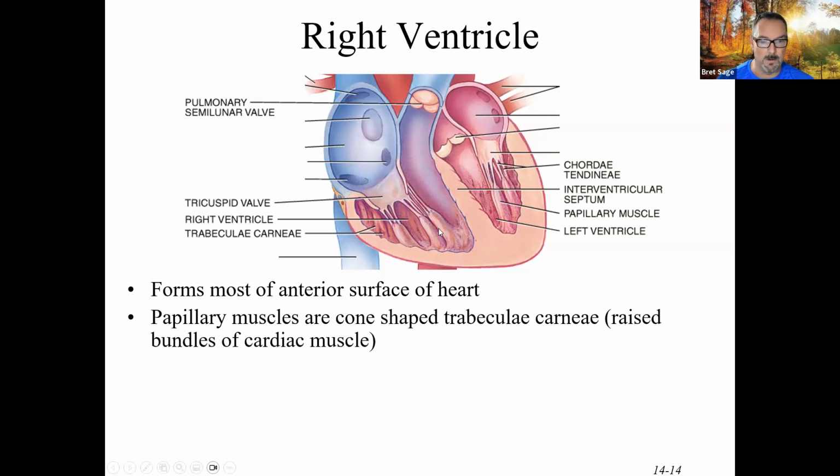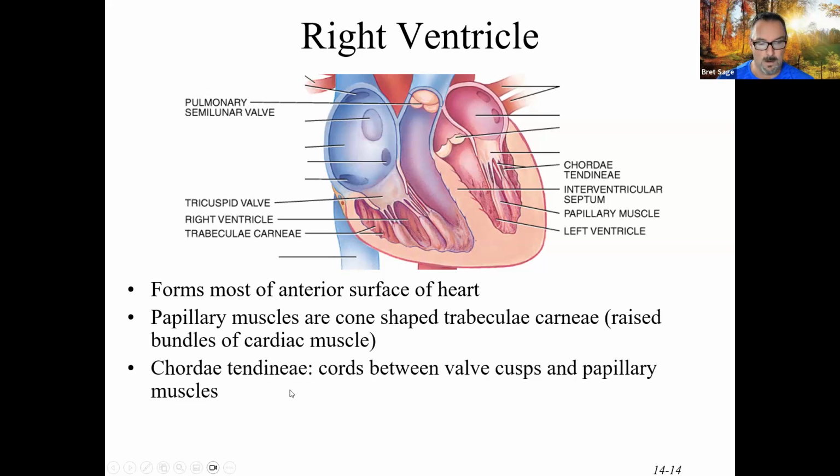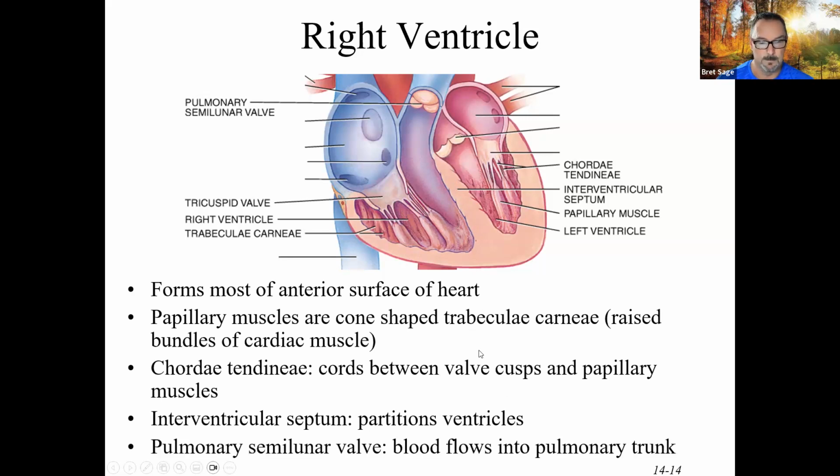Papillary muscles that I showed you before, papillae means finger-like, so they're finger-like muscle extensions, and they attach to the chordae tendineae and eventually to the valves. Chordae tendineae are cords between the valve cusps and papillary muscles. The interventricular septum partitions the ventricles into left and right sides.